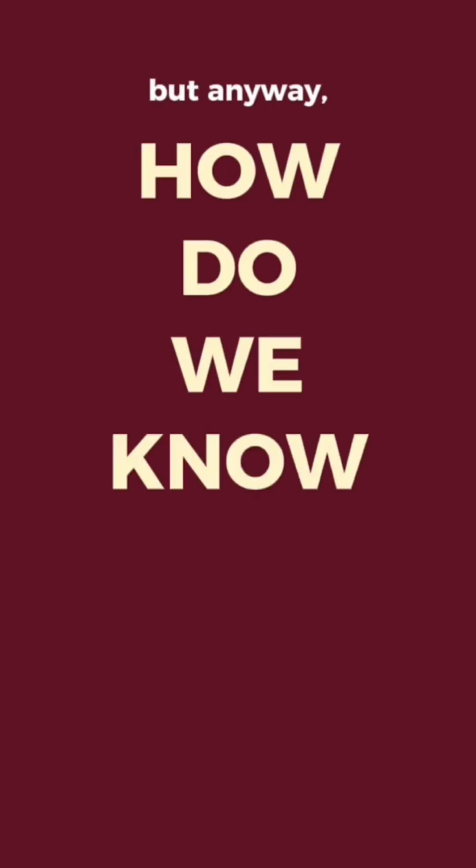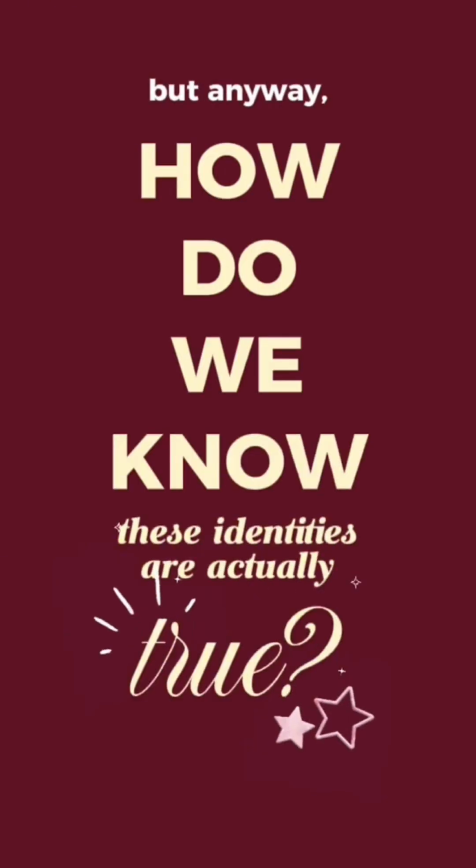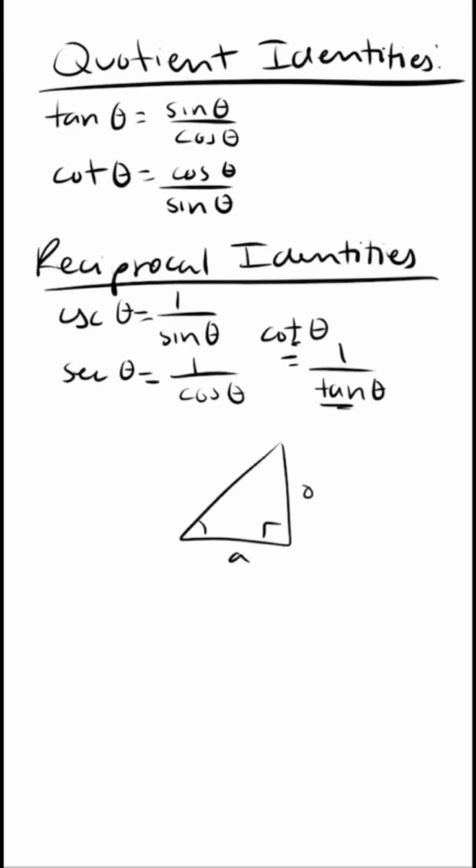But anyway, how do we know these identities are actually true? Well, we can imagine that we have a right triangle with an angle, and the side opposite to this angle can be called O, the one adjacent can be called A, and the hypotenuse can be called H. Now we can look at the first identity, tan equals sine over cosine. Tan is O over A, sine is O over H, and cosine is A over H. So then the 2 hypotenuses cancel out to get O over A.